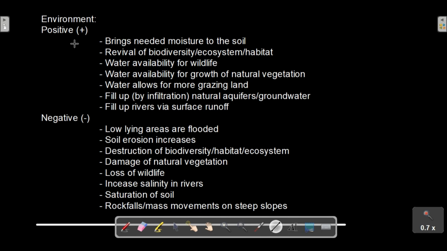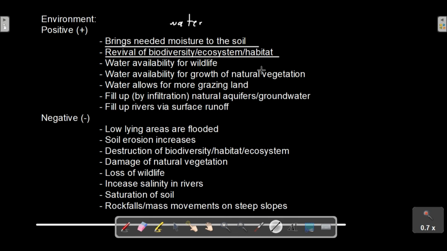So the positive impacts include that it brings the needed moisture to the soil. Remember, soil needs moisture, crops need that moisture. Moisture, of course, is water. So it's good when it comes to farmers. They are happy when it rains because that provides the needed moisture to the soil and to the crops, to photosynthesize.